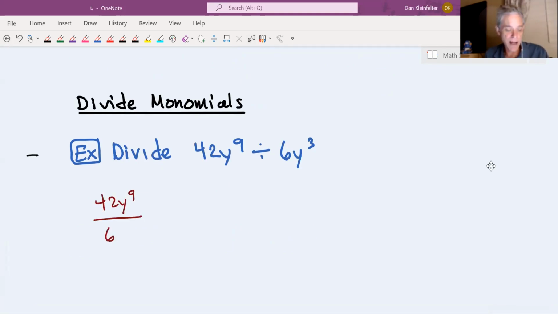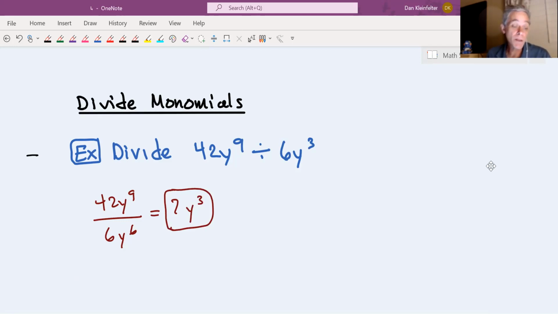That's going to be divided by 6y to the 3rd power. We'll take care of the number piece first. 42 divided by 6 is going to be 7. Y to the 9th power divided by y to the 6th power is going to be y cubed. So when we're dividing these monomials, we're dividing the coefficients and subtracting the exponents.